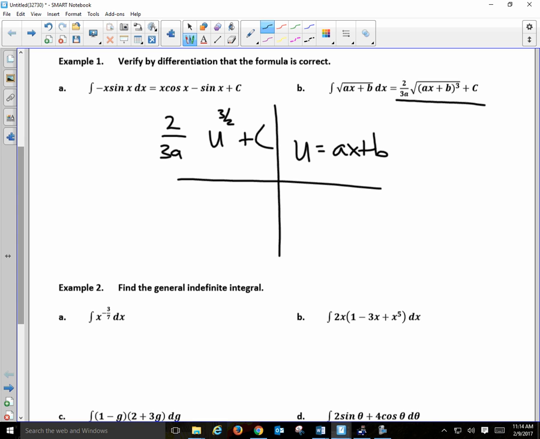Take the derivative of u. A. Because if it was 4x minus 3, the derivative would simply be 4. So the derivative of ax plus b is a. What's the derivative of this?